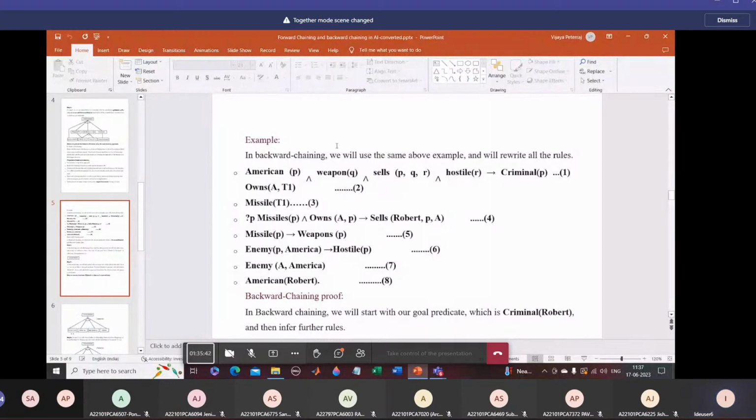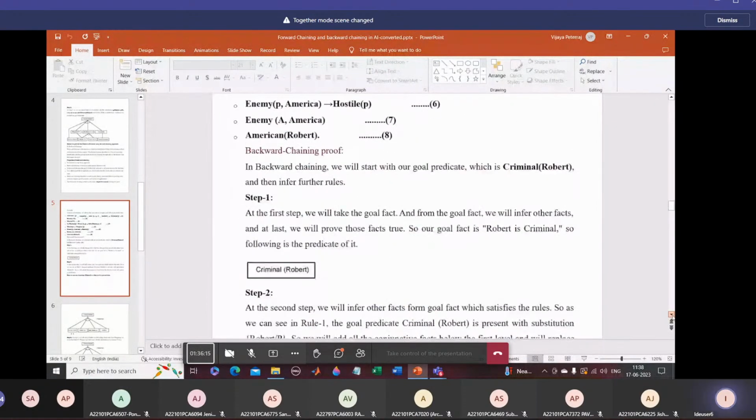P is an American. Q is weapons. So P sells Q the weapons. R is the hostile country. So P is a criminal. And the second rule: the country A owns the weapons. T1 is a missile, which is a weapon. So P will have missiles and A owns the weapons. Robert sells the missiles to the country A. Okay. So all these facts we are going to take.